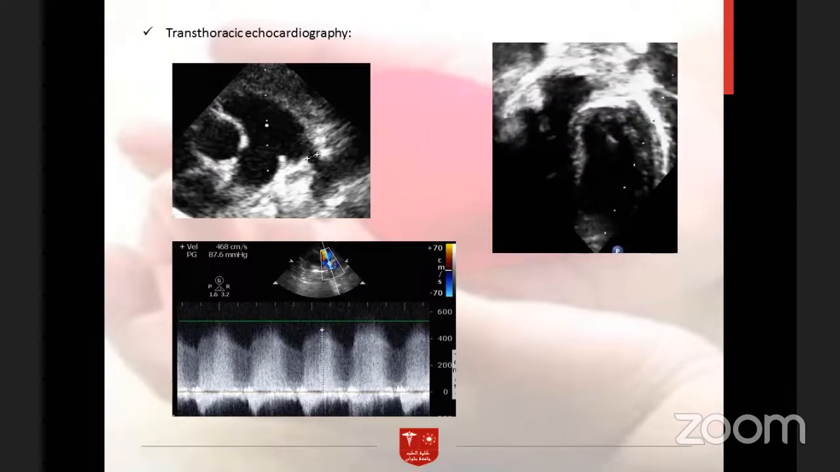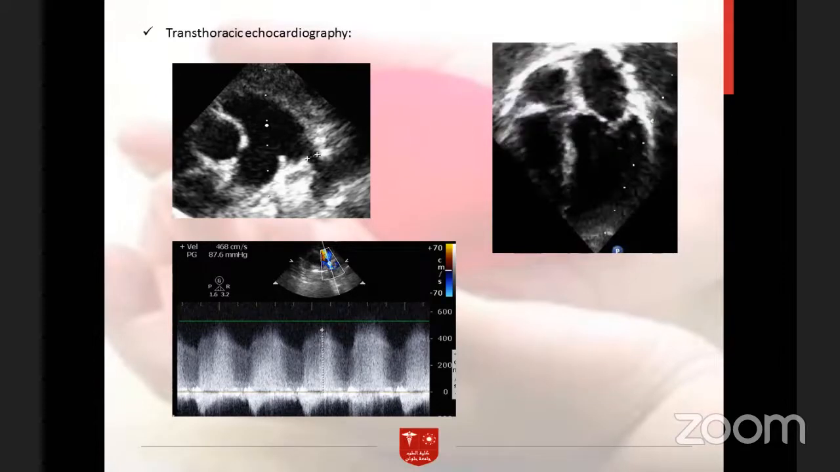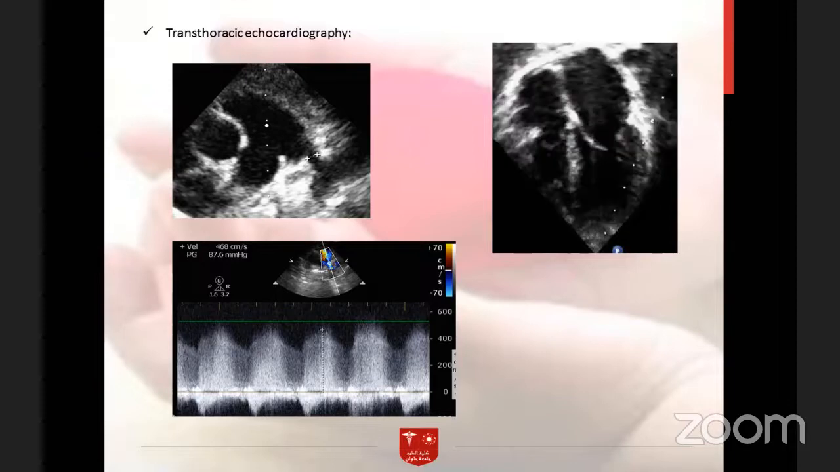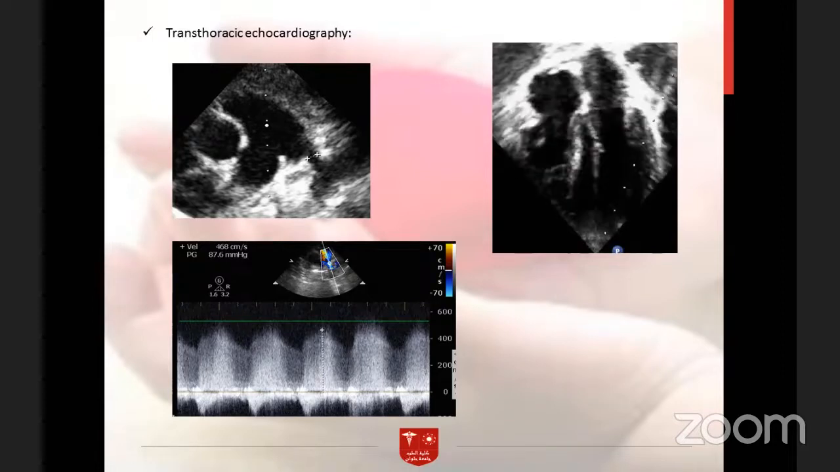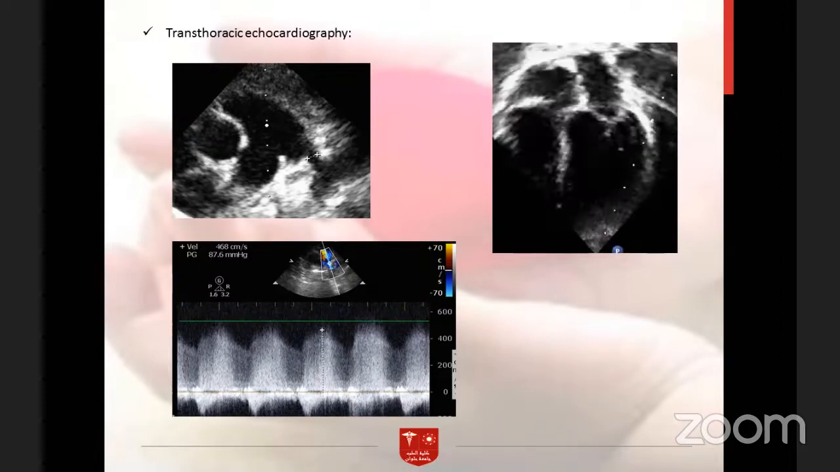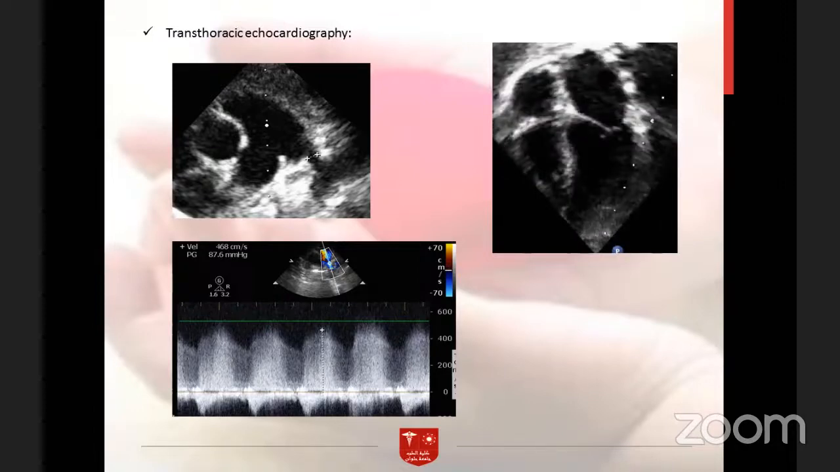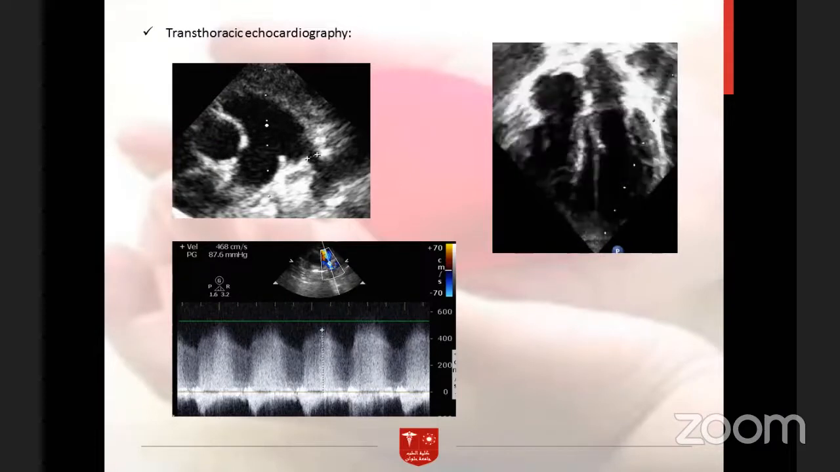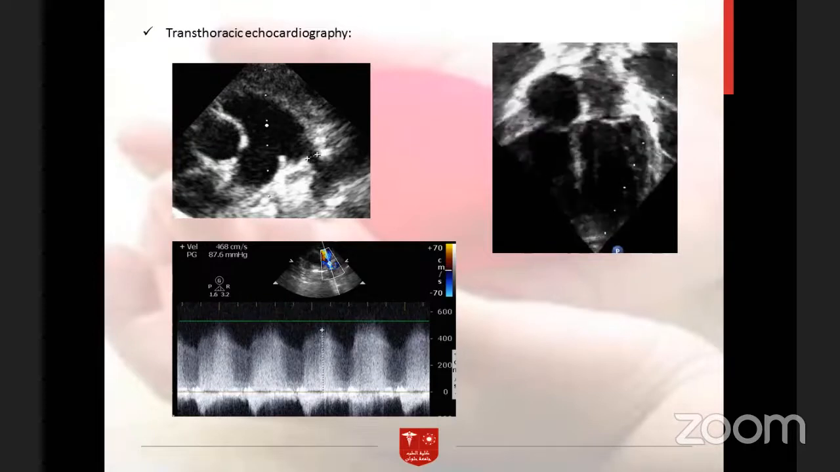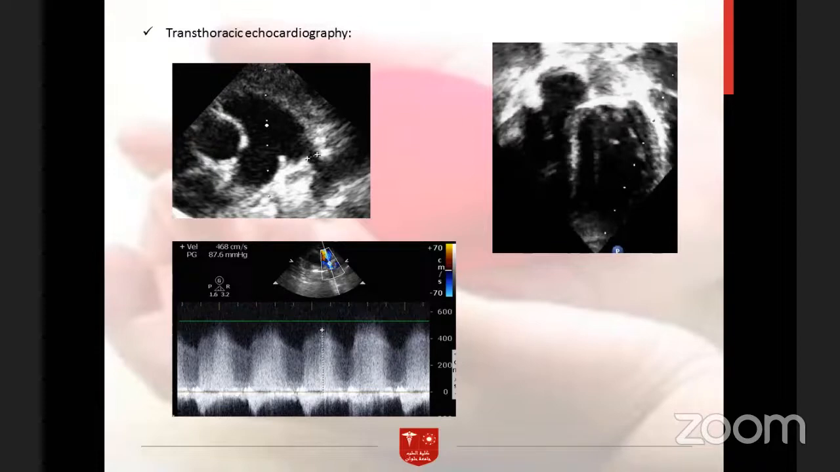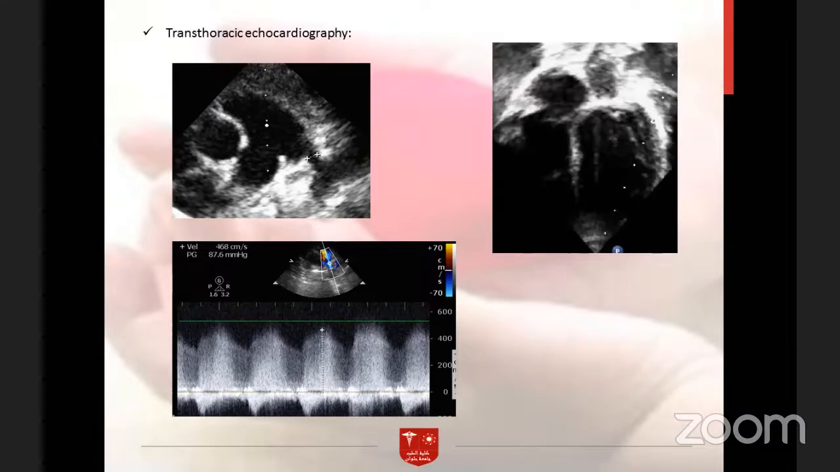There is a very important point while measuring the size of the PDA. The size of the PDA should always be measured on a 2D image, and we shouldn't depend on color while measuring the PDA because it overestimates the size. Besides measuring the pulmonary end, which is the most important, we should always measure the aortic end, or what's called the ampulla. We should assess the size of the aortic isthmus at the site of the duct and exclude the presence of any associated coarctation.